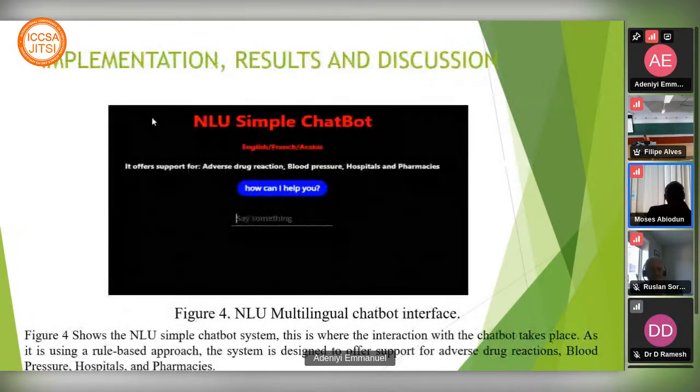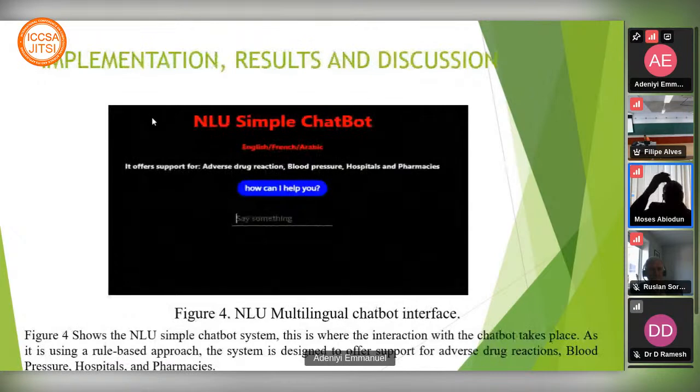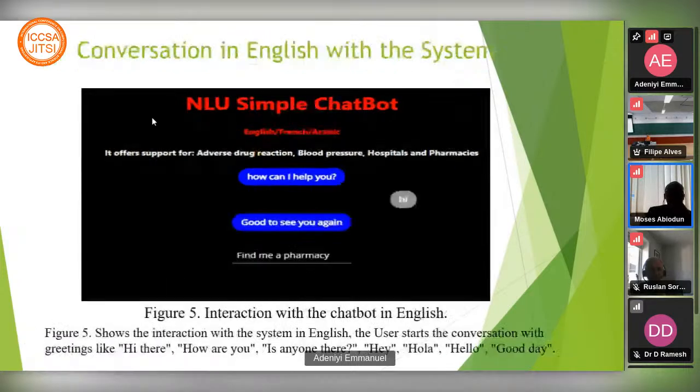Now, the implementation result is shown here, which is the interface that we use. It shows the simple chatbot system. The interaction with the chatbot takes place using a rule-based approach. The system is designed to offer support for adverse drug reactions, blood pressure, and hospitals and pharmacies. So when you say something, it will respond to you.